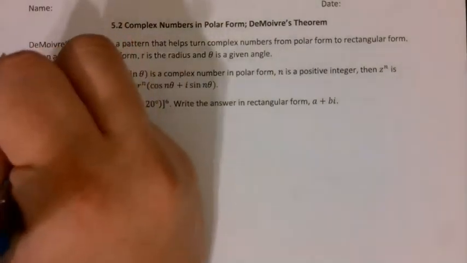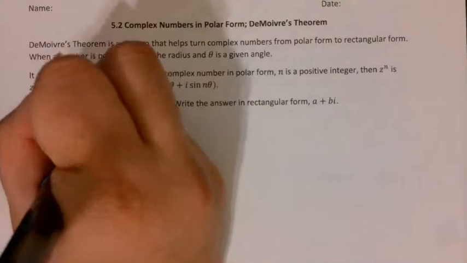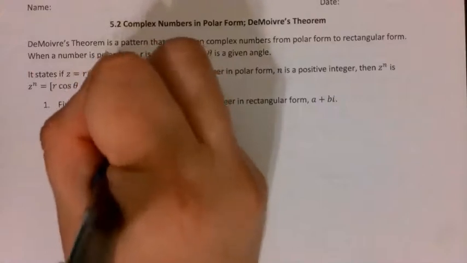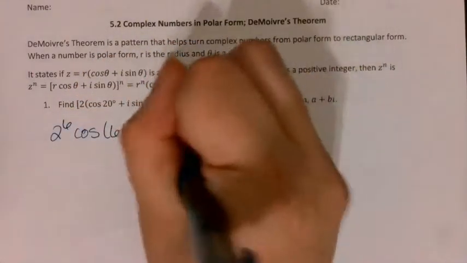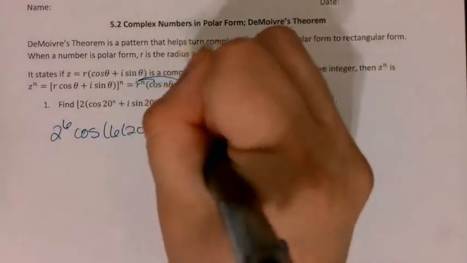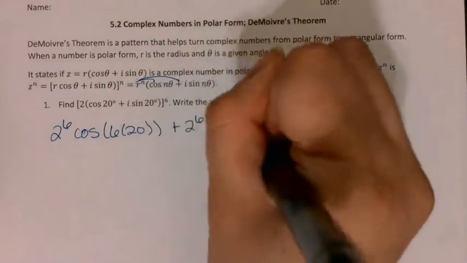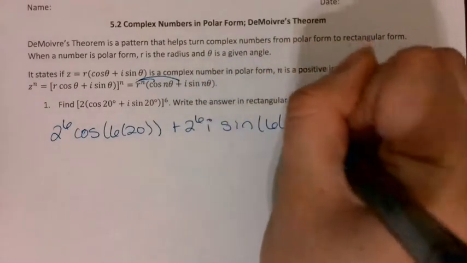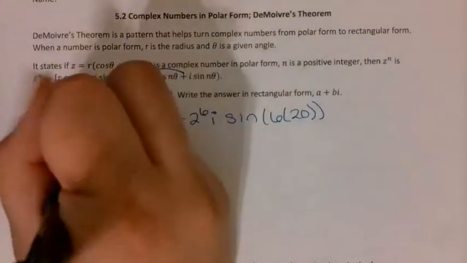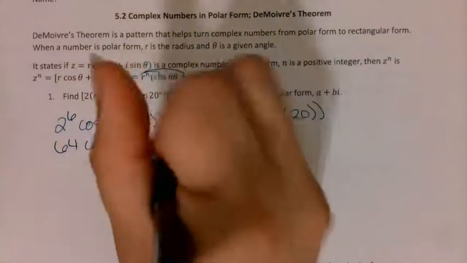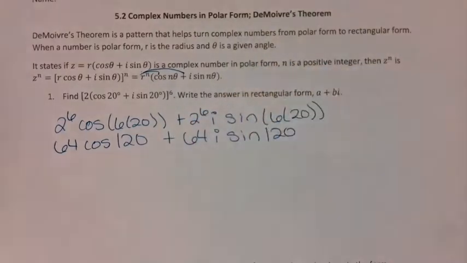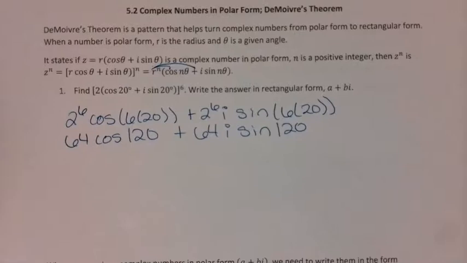2 is my radius, so I'm going to have 2 to the 6 cosine, and then I put the exponent in front of my angle, so I'm going to have 6 times 20. And then because this is out in parentheses, the r to the n can also go in front of the i sine. So I have 2 to the 6 i sine 6 times 20. Okay, 2 to the 6 is 64. 6 times 20 is 120. And then I just need to evaluate these two trig functions at 120.